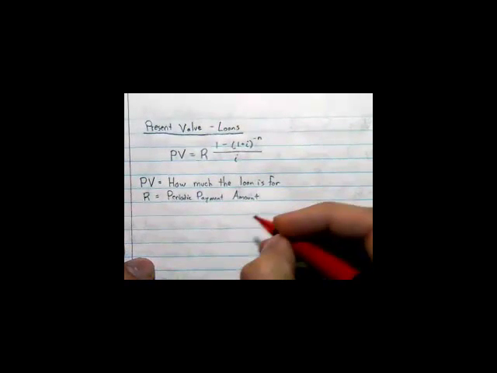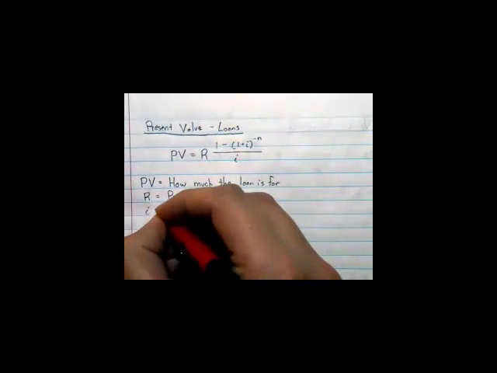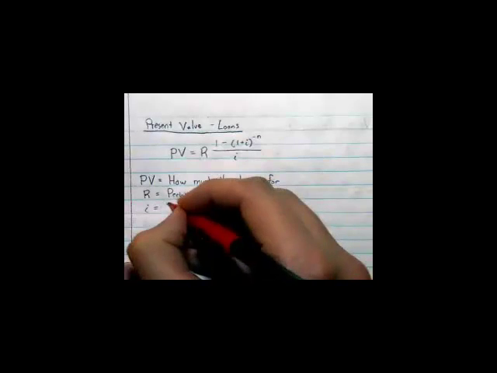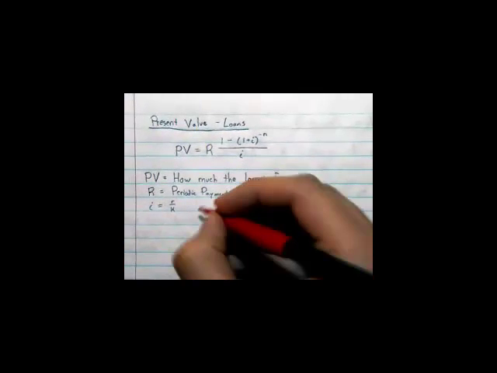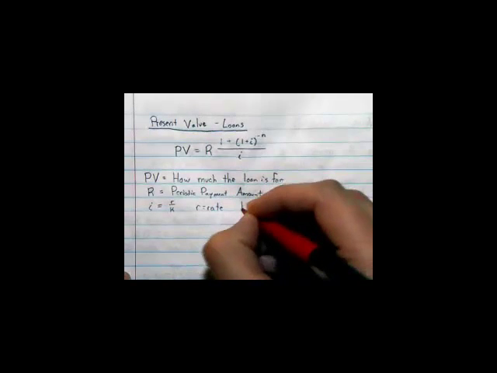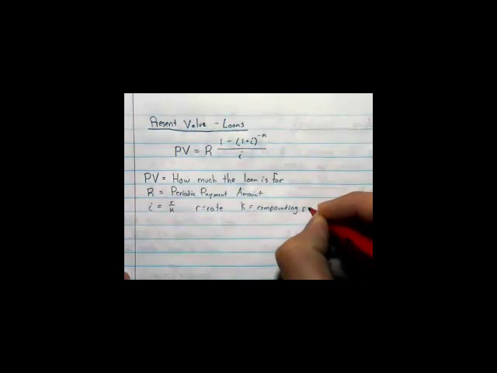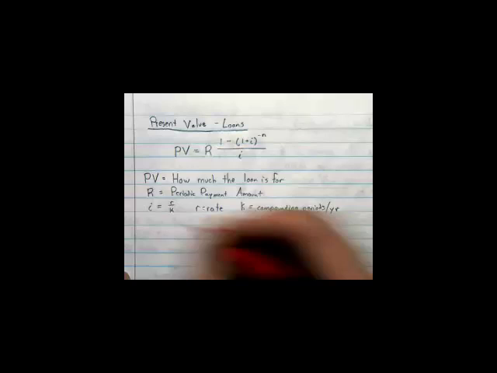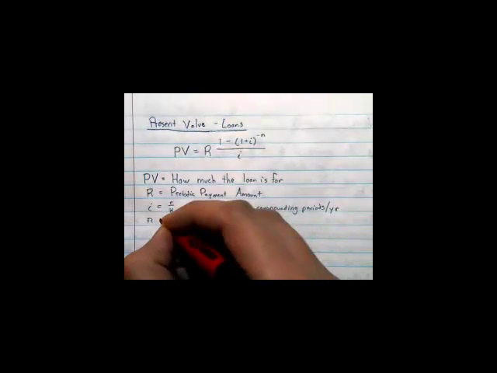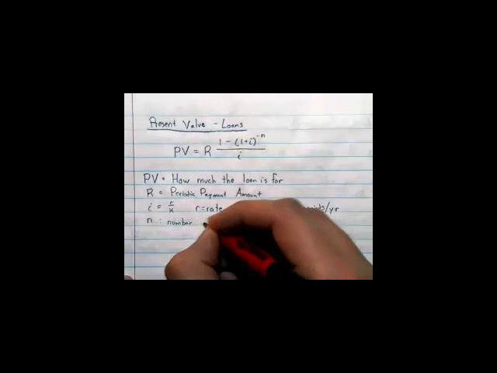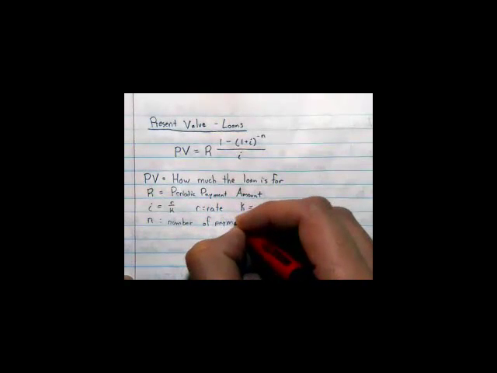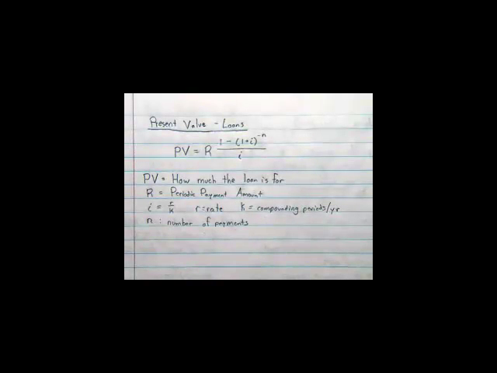And then the, what did we say that was, yeah. And the R is the rate, and the K is the compounding periods in a year. And then the N is the number of payments you're going to make. Okay, or number of compounding periods total. So how many total payments you're going to make. And that should be it.